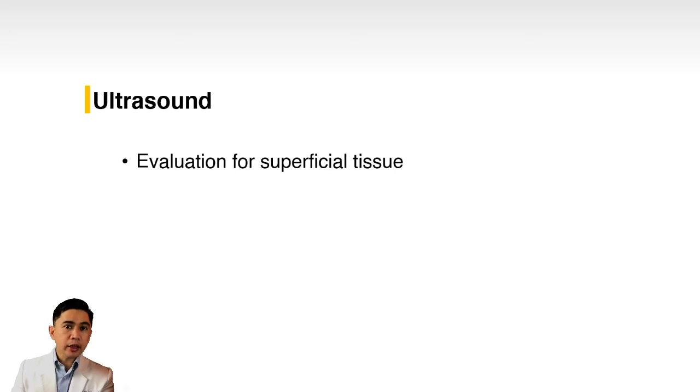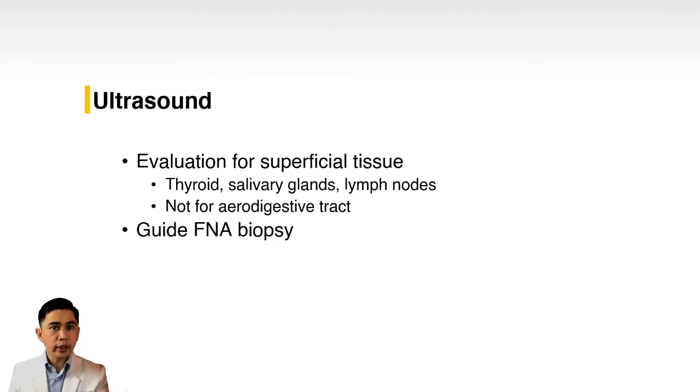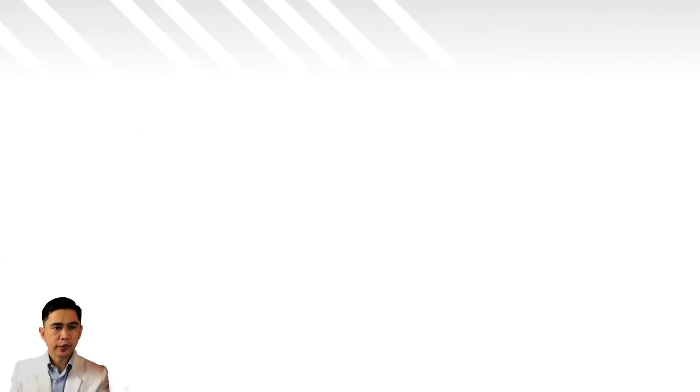How about ultrasound? Ultrasound is primarily used to evaluate superficial tissues, and this is very useful in evaluating thyroid, salivary glands, and lymph nodes. However, it doesn't really assess the aerodigestive tract. Another use for the ultrasound is to guide you when you are doing your fine needle aspiration biopsy.